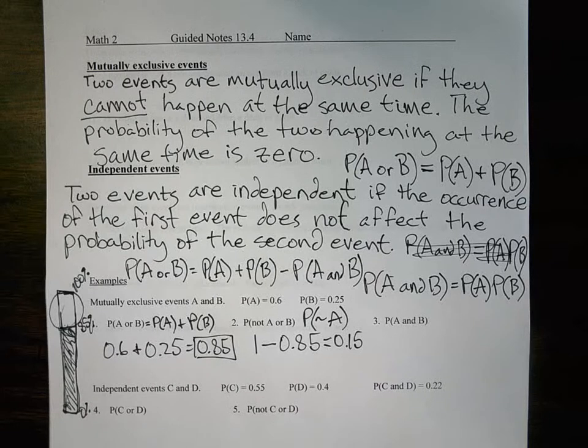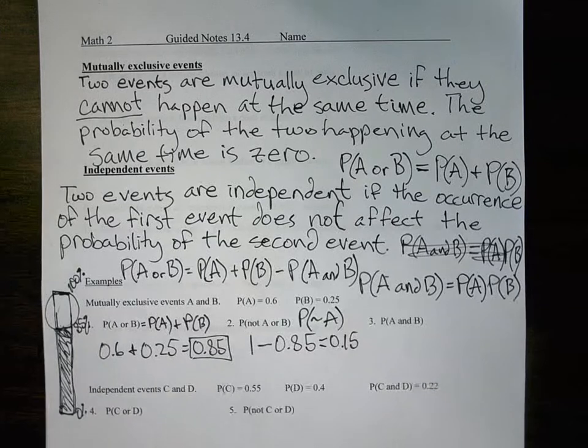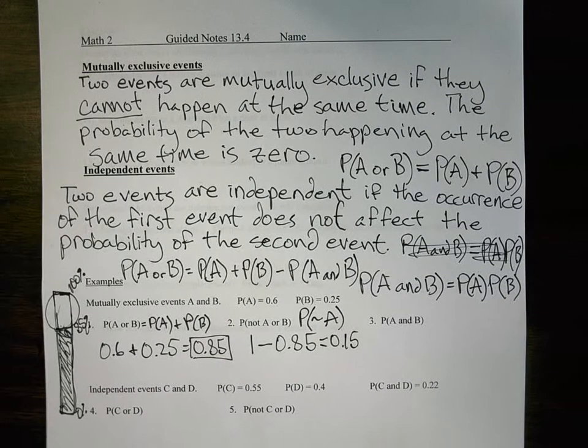Okay, so 3, the probability of A and B. Sort of a trick question. We should look back at our definition of mutually exclusive events. That's kind of like the probability of A or B happening, like them happening separately. The probability of A and B happening is the probability of them happening at the same time. 0, right? Yeah, mutually exclusive events cannot happen at the same time.